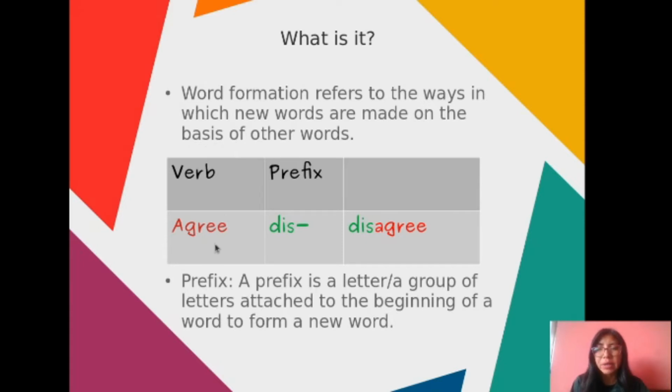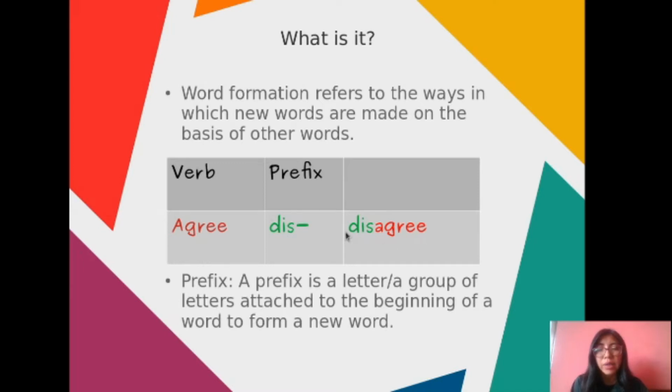Remember, we have to add a prefix or suffix on the basis of the word, okay? For example, here I have a verb, agree. That is the base form of the word, okay? And I am going to add my prefix, dis. Okay, so I am going to create a new word using both. So my new word is disagree. Voy a crear una nueva palabra usando el prefijo y la base de la palabra. Disagree.